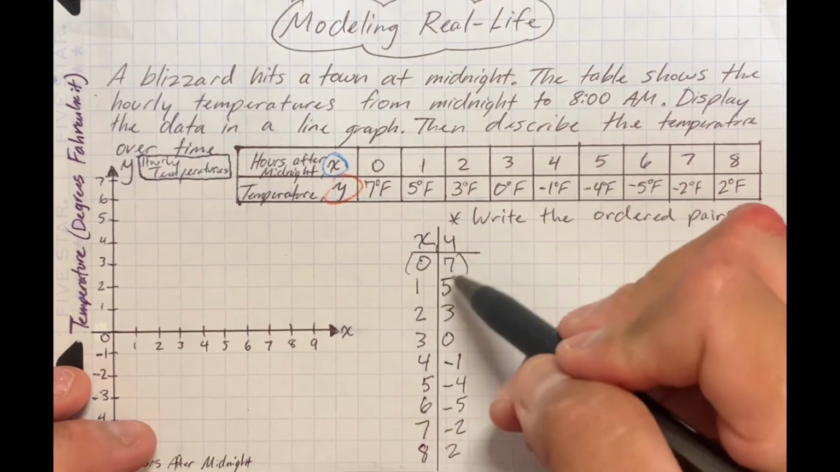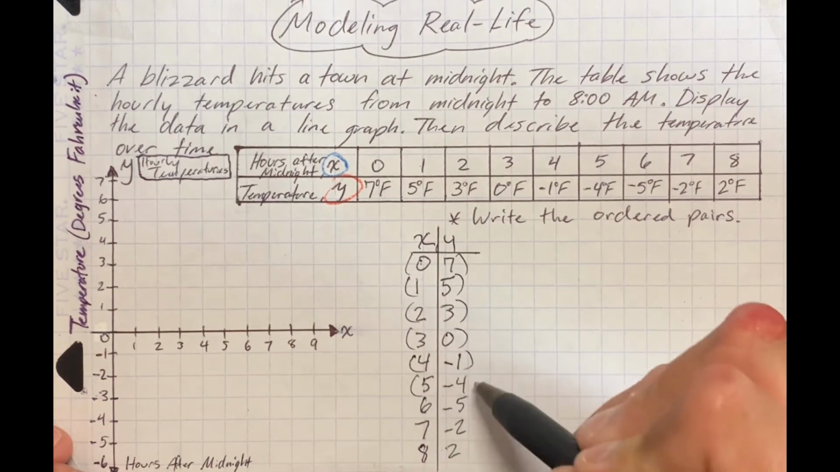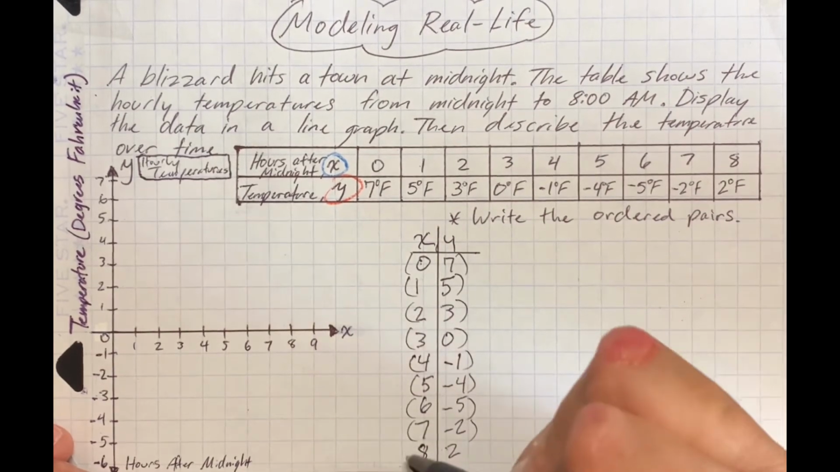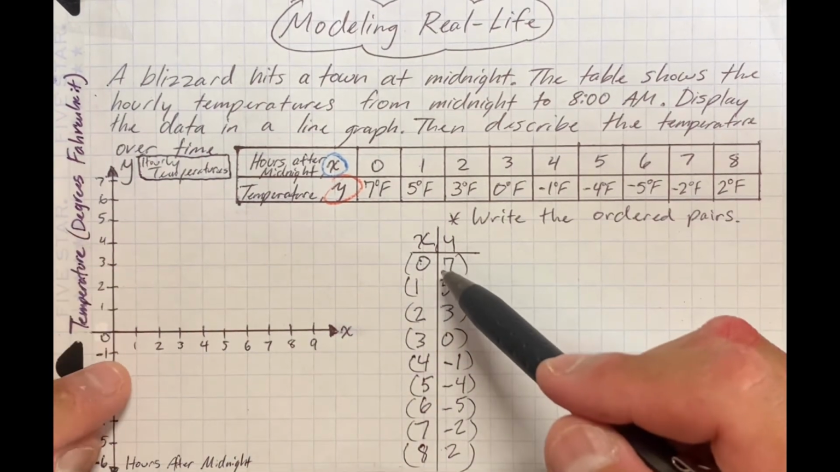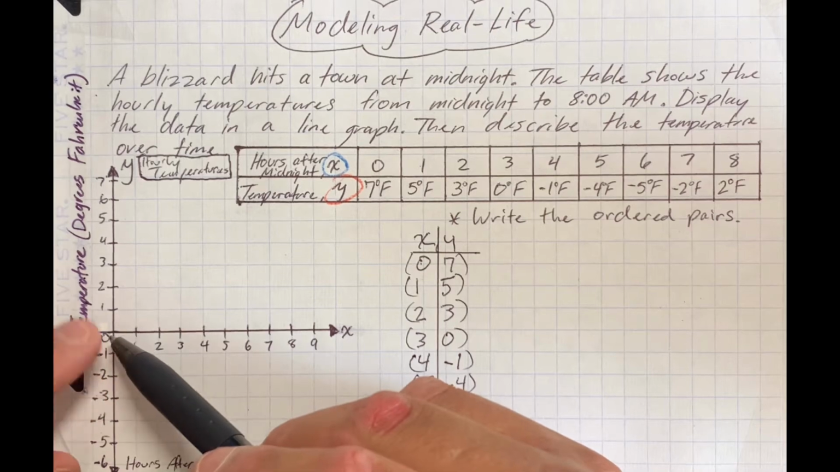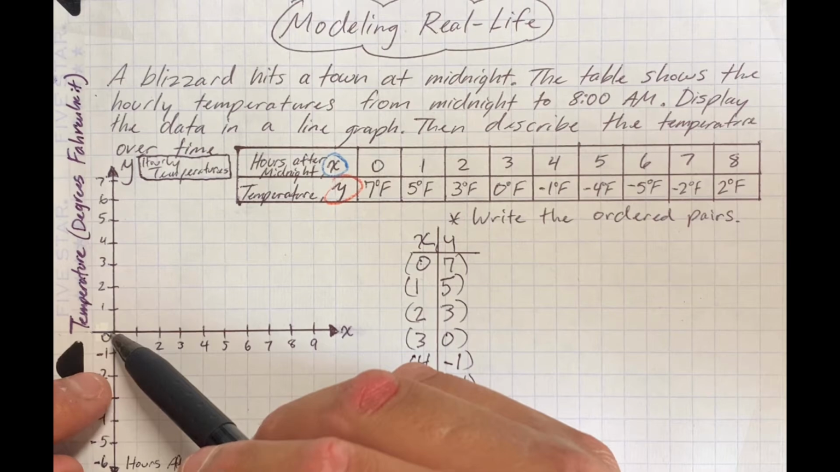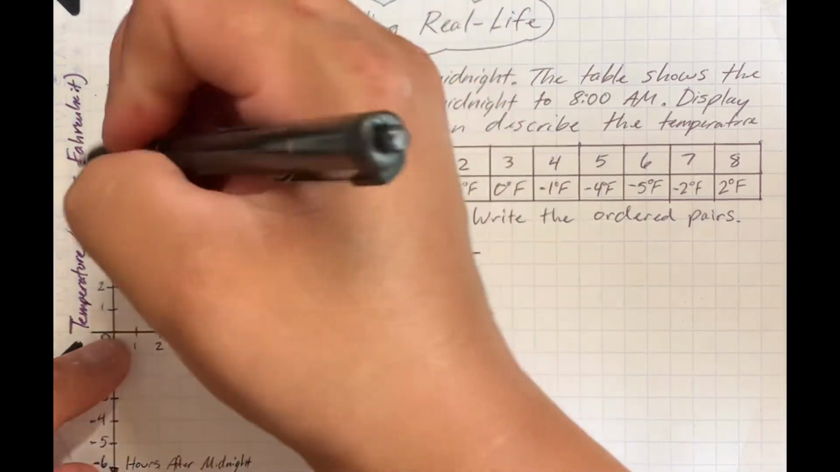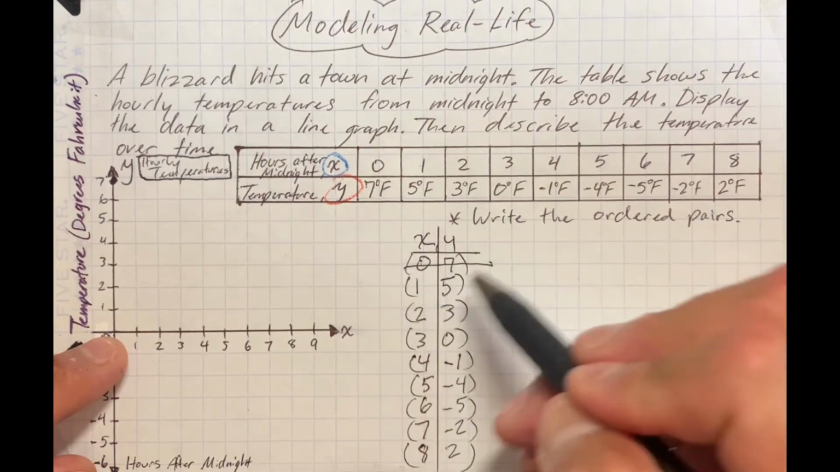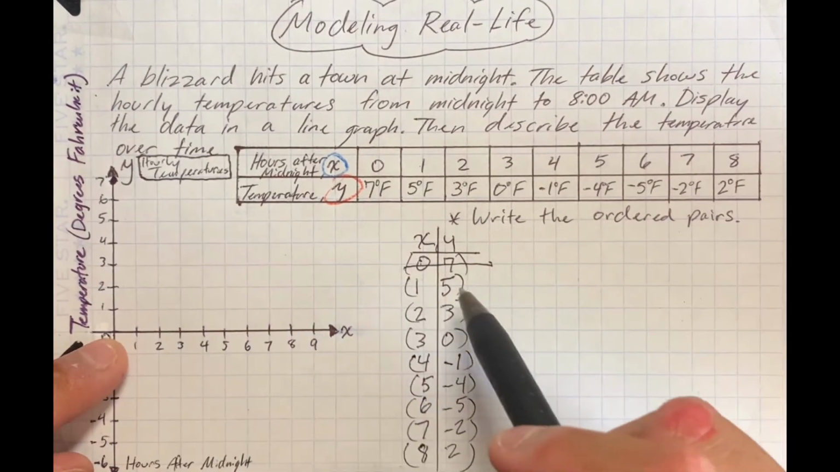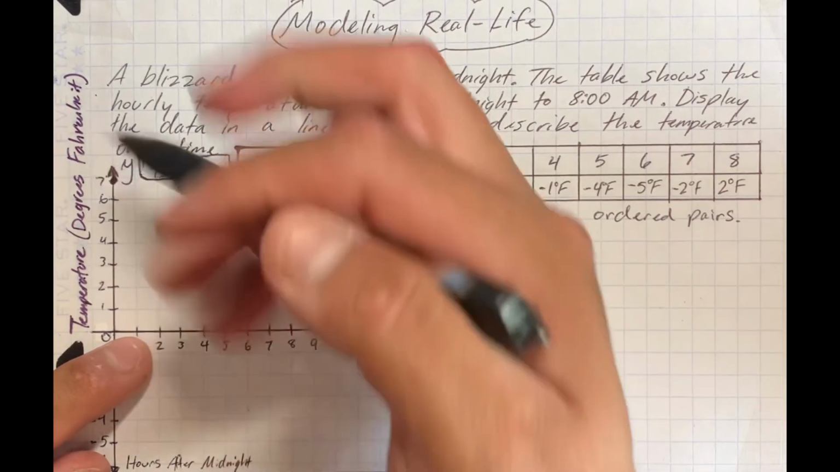Again, these are called ordered pairs, your x values and your y values. We're going to use these ordered pairs and plot them on this coordinate plane. The first one, 0 and 7. On the coordinate plane, here's 0. I don't have to go anywhere on the x-axis, but on the y-axis I have to plot 7. Right there up top, 0 and 7. Cross it out. Then the next ordered pair, +1 and +5.